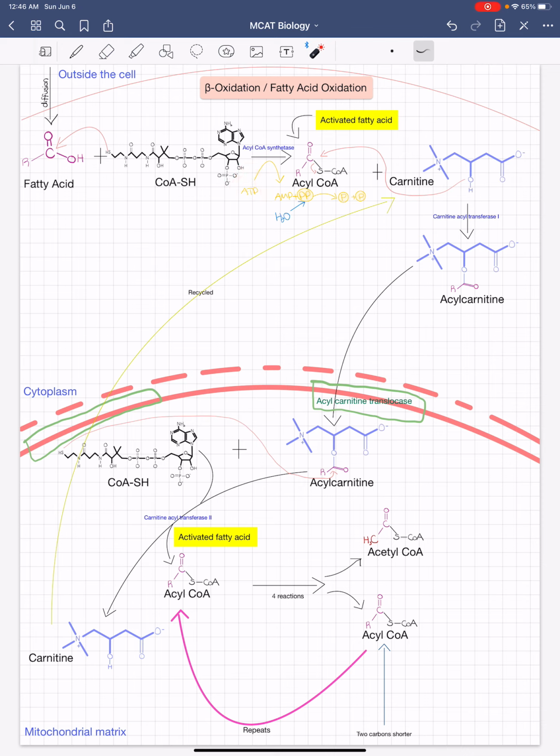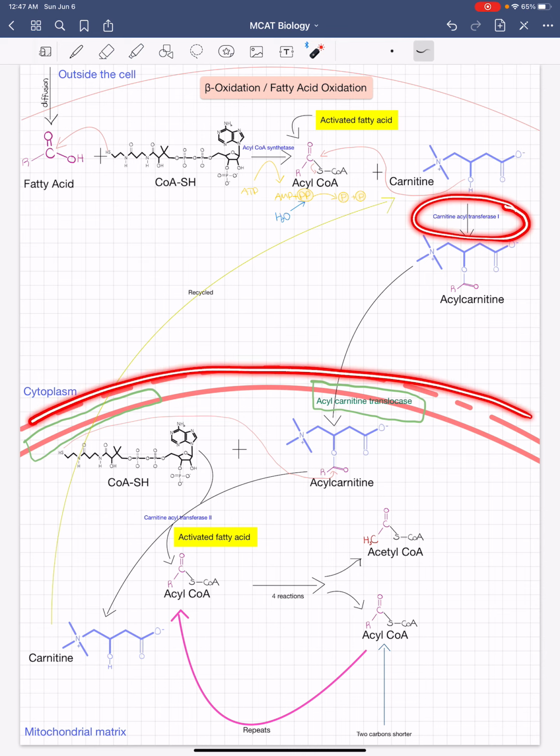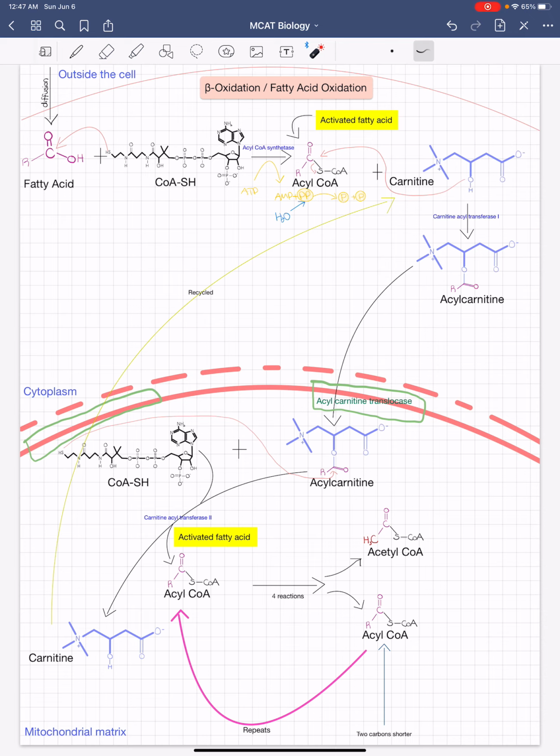A molecule called carnitine reacts with acyl-CoA, thus removing CoA in the process. This reaction is catalyzed by the enzyme carnitine acyl transferase 1, found on the outer membrane of the mitochondria. This reaction then forms acylcarnitine. The acylcarnitine then enters the mitochondrial matrix with the help of a transport protein located on the inner membrane of the mitochondria. This protein is called acylcarnitine translocase.